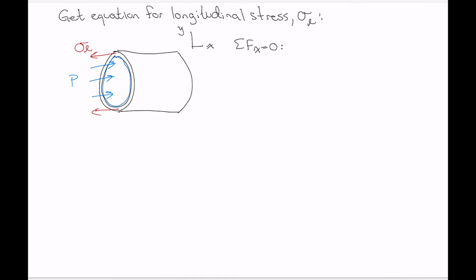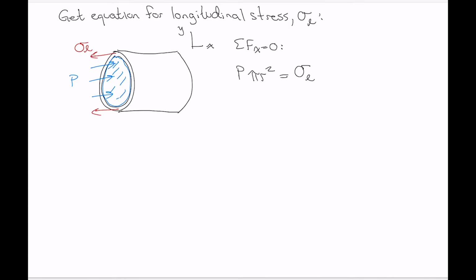We've got the force acting to the right comes from the pressure. And to take that pressure and turn it into force, we need to take pressure and multiply it by the area that it's acting over. So it acts over this whole internal surface there, which is pi r squared. And that's balanced out by the stress, the longitudinal stress, multiplied by the area that that's acting over.